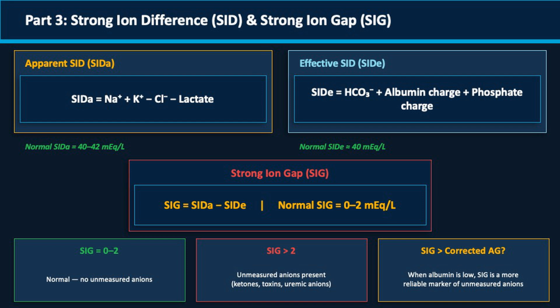Here is why it matters. In very sick patients, albumin is almost always low. So the low albumin makes the regular anion gap look falsely normal. A strong ion gap, SIG, corrects for this automatically. So SIG catches hidden anions even when the regular anion gap misses them. And this is very important in the ICU setting.